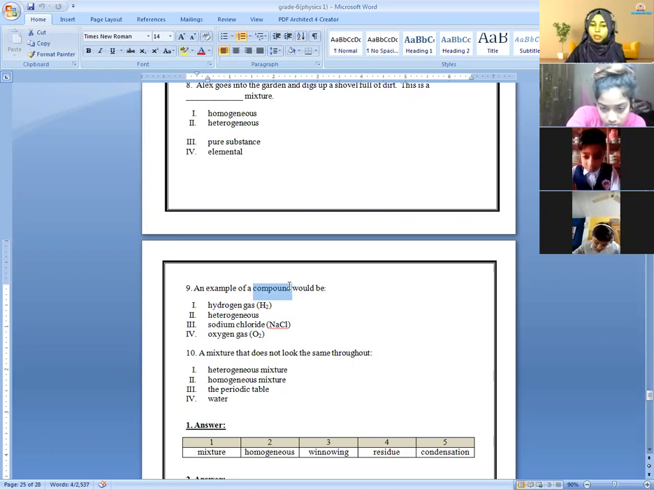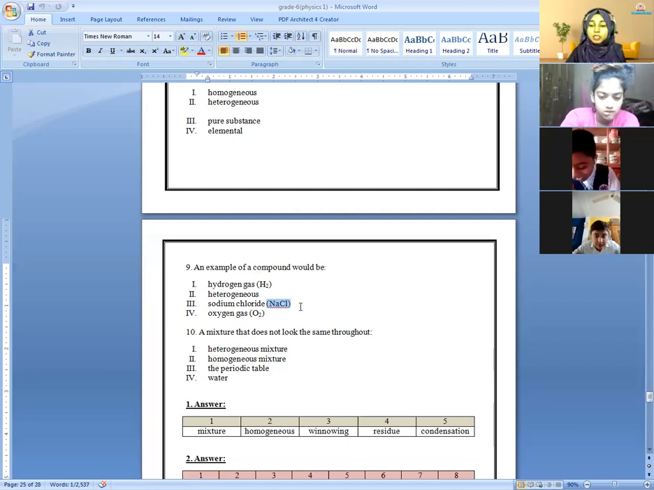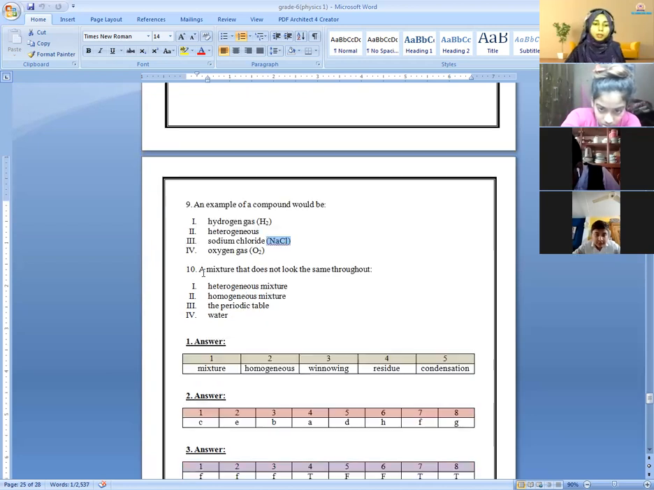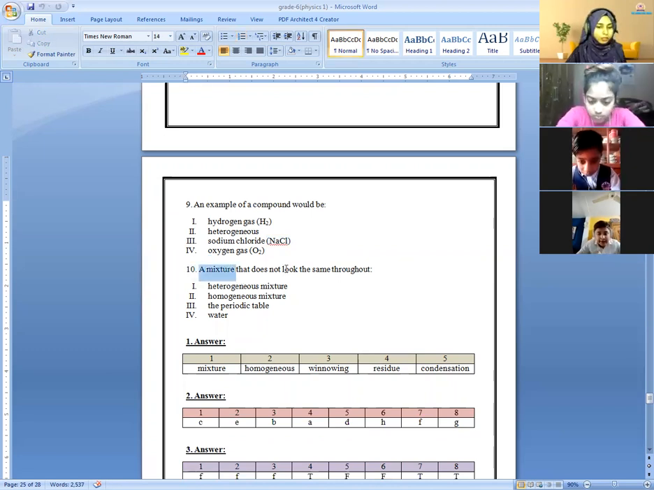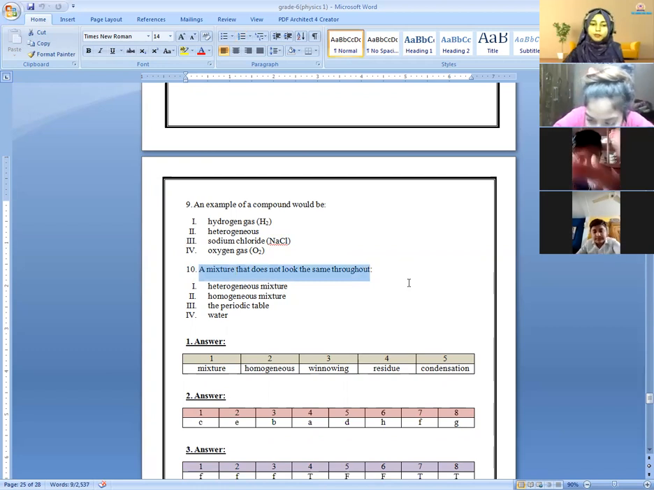Compound means we have different elements. NaCl is sodium chloride: Na for sodium and chlorine for chloride. Number 10: a mixture that does not look the same throughout. What will be the answer? The answer will be heterogeneous mixture.